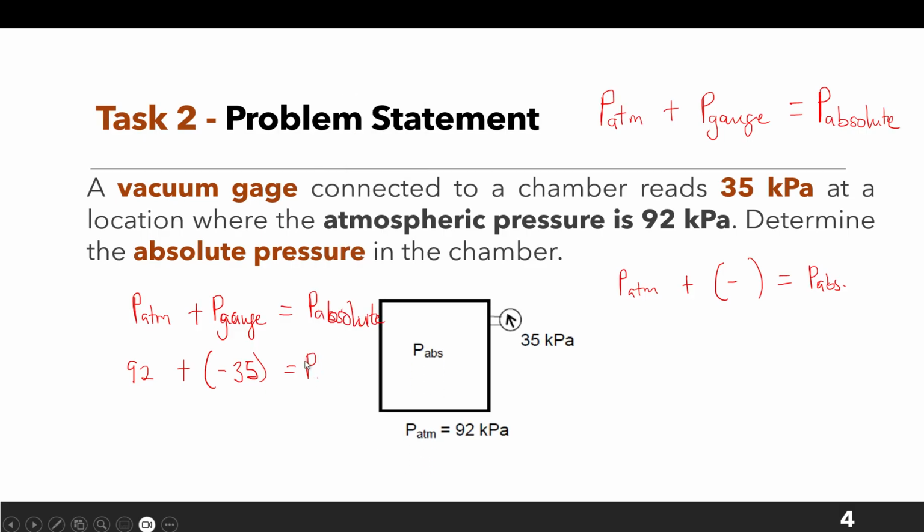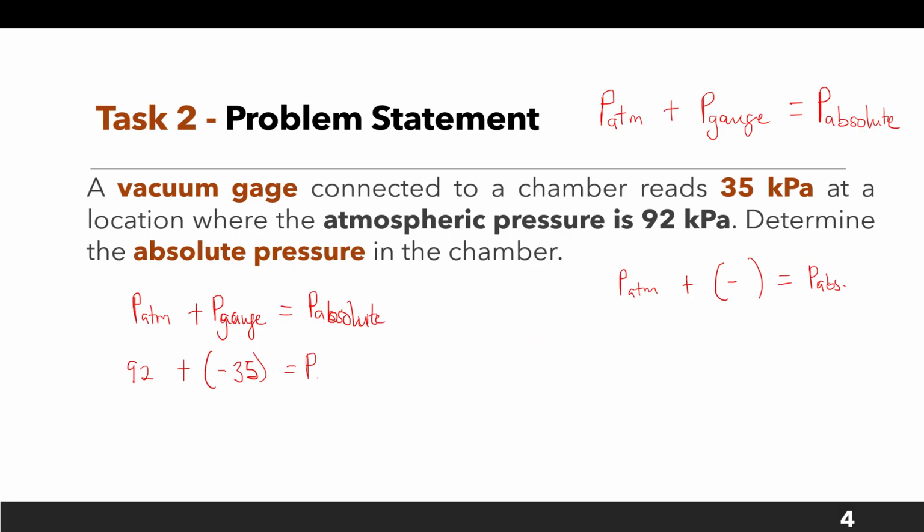Let's call this P ABS, which is our absolute pressure. So this implies that our P ABS, the absolute pressure, must be equal to just 92 minus 35. And this gives us 57 kilopascal. So this is the final answer for this problem.